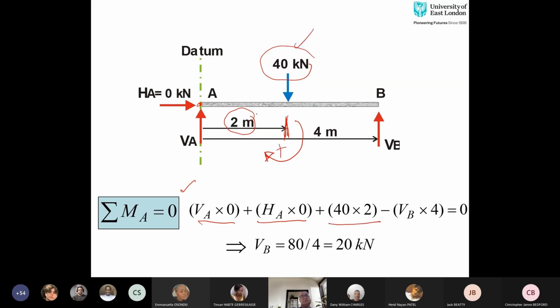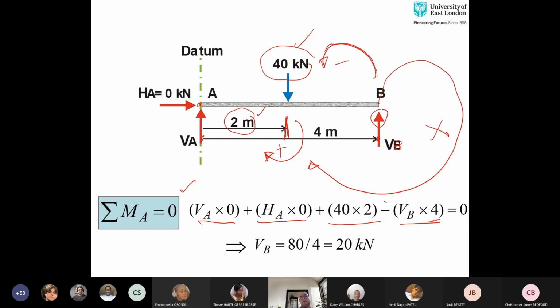So force times perpendicular distance, which is 2, and then we have VB, vertical reaction at B. Now this is creating, if I start from here, this is going in this direction, which is against the clock. That is the reason it is negative. So we have negative sign because of that. Now if you simplify this, you will get value of VB as 20 kilonewton.